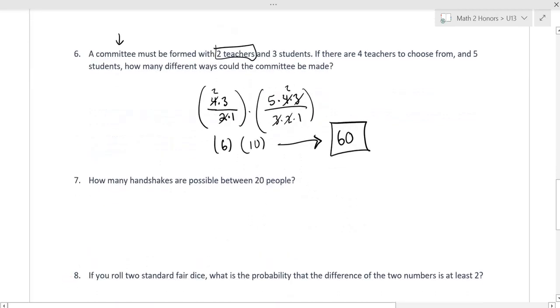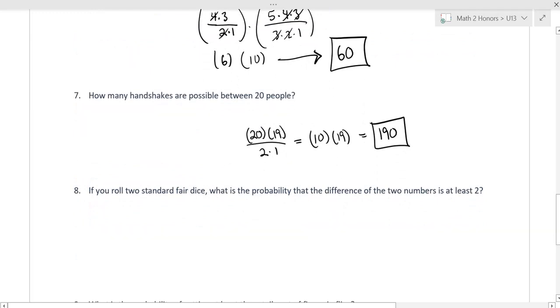How many handshakes are possible between 20 people? So if I'm going to look at one handshake, you need to pick 2 people for one handshake, right? So there's 20 options for the first person and 19 options for the second, but it really doesn't matter the order of that. So I'm going to divide by 2 factorial, and we end up with 10 times 19, which is 190. So you can have 190 different handshakes with 20 people.